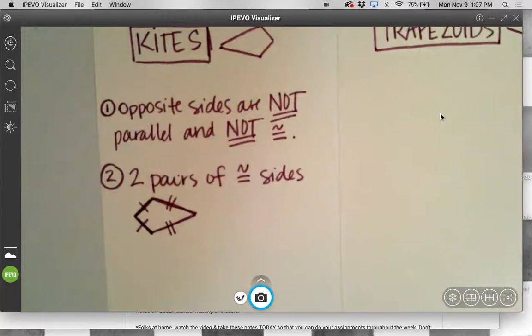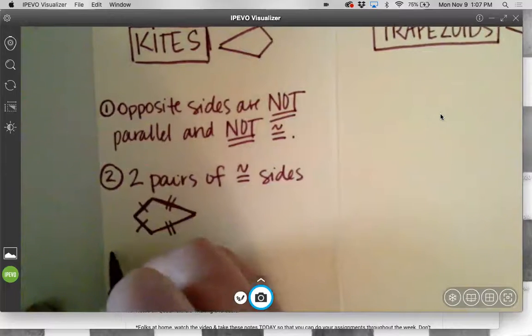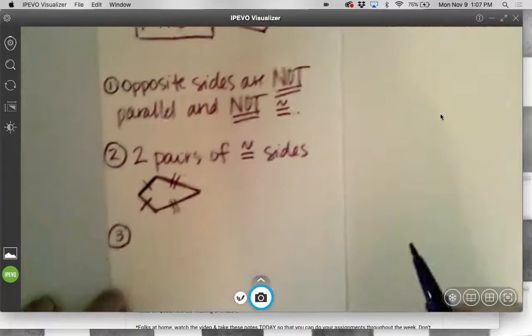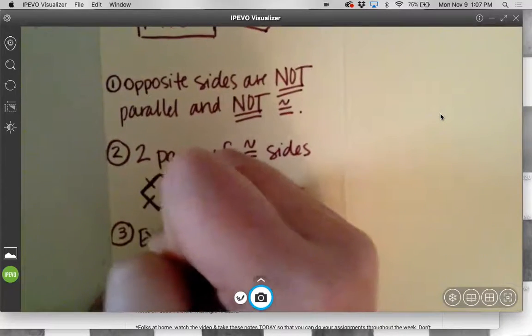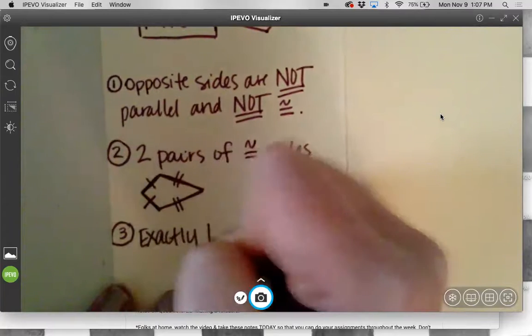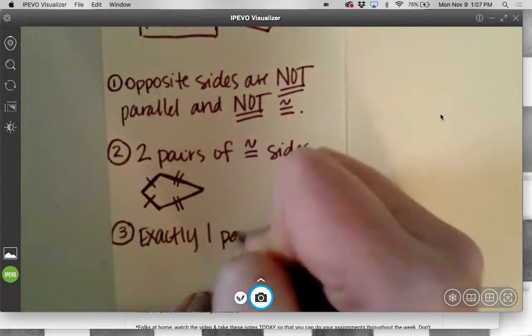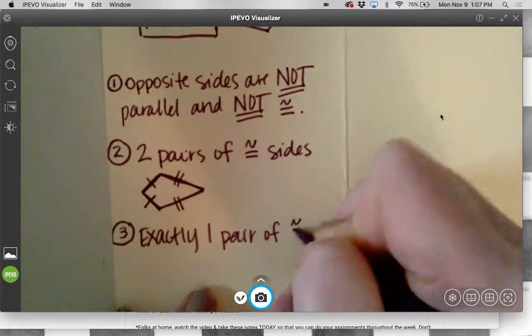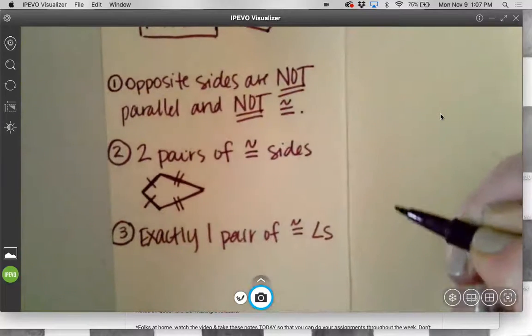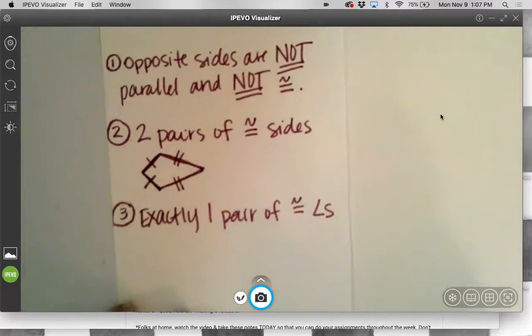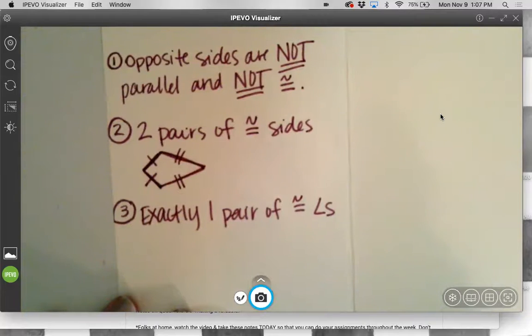Sometimes your kite might look a little more like a rhombus than you visually would prefer it to. So go with those markings to make sure that you know what you're looking at. Fact number 3 about a kite, or property number 3. On a kite, there is exactly 1 pair of congruent angles. Exactly 1 pair. There's not at least 1 pair, just 1 pair.